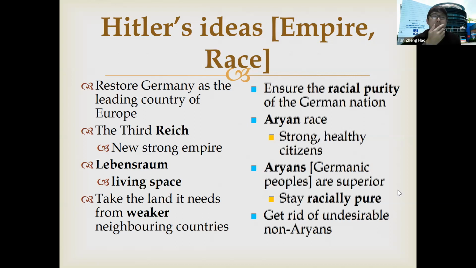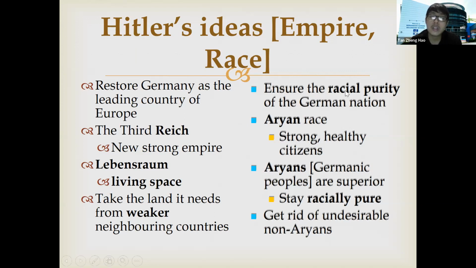He also wanted to create living space called Lebensraum. He wanted Germans to have plenty of territory to live on. He wanted to get this living space by taking the land it needs from weaker neighboring countries. So he planned on invading other countries and expanding Germany's territory so that Germans have more land.